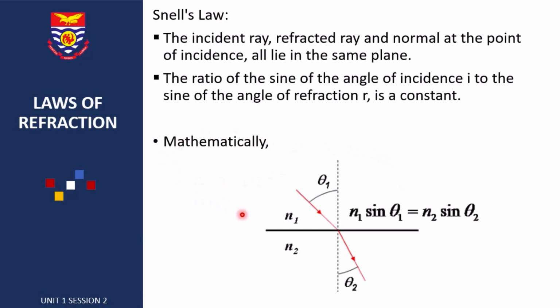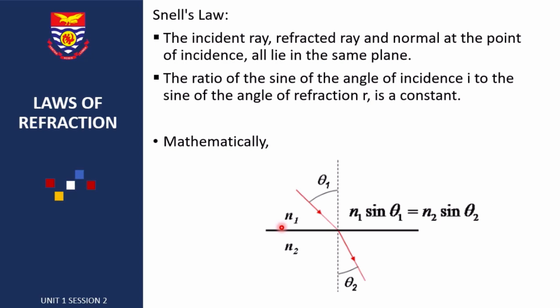And mathematically, we can express the second law as N1 sine theta 1 equals N2 sine theta 2, where N1 here is the refractive index of our first medium, and theta 1 is the angle of incidence, whilst N2 here is the refractive index of the second medium, and theta 2 is our angle of refraction. In the next slide, I'll be explaining to you how we can calculate the refractive index.